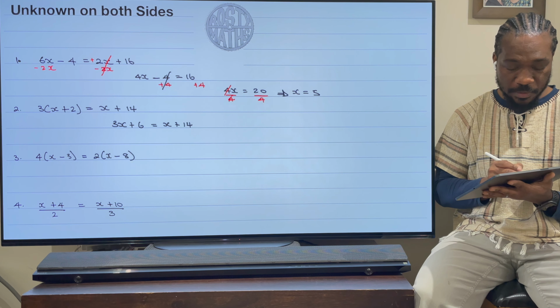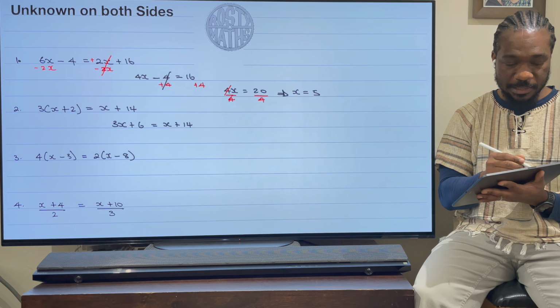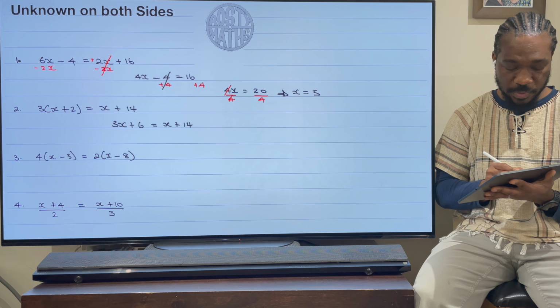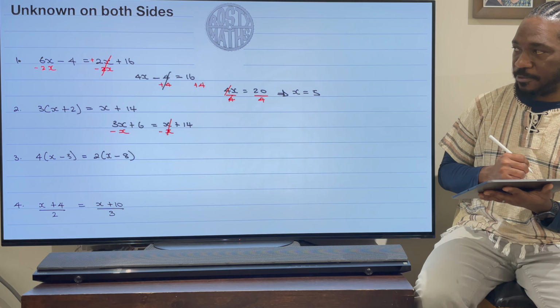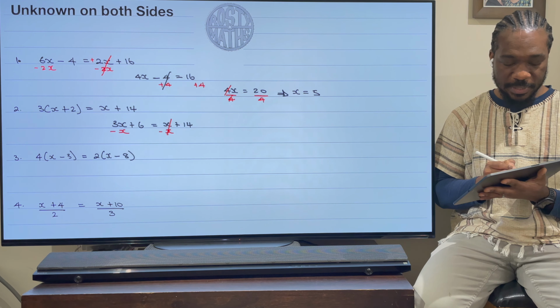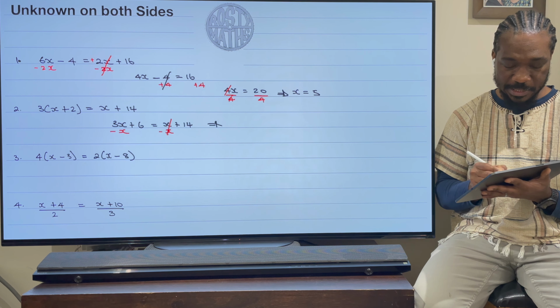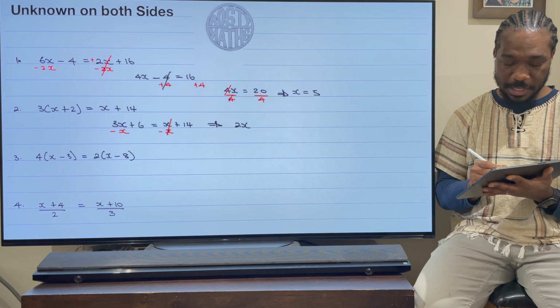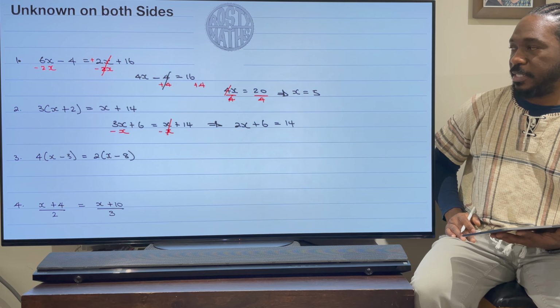All right, now we have x's on both sides. Again, we do not like that. So what we're going to do is subtract x from both sides. So that cancels out, that becomes 0 now. And then 3x take away 1x, that's going to be 2x. So that implies I'm going to have 2x add 6 on the left side, and just 14 on the right side.